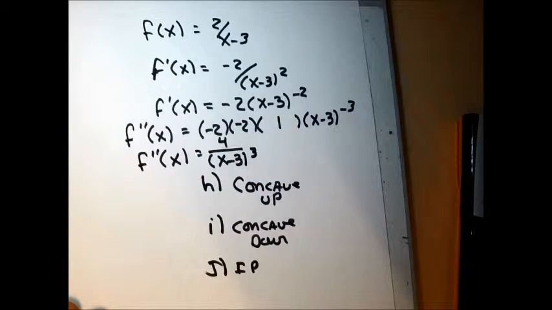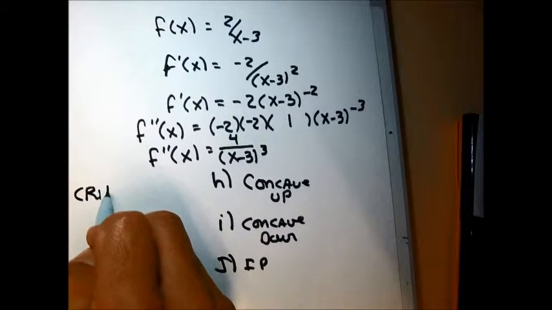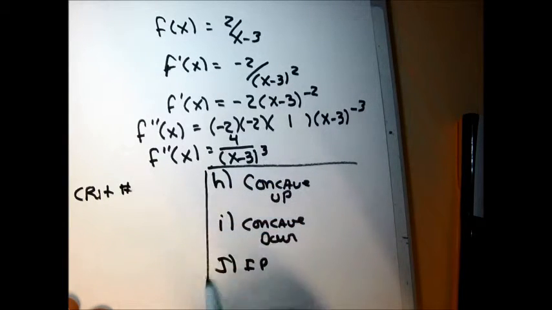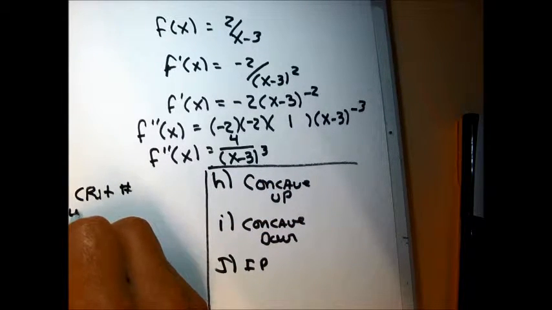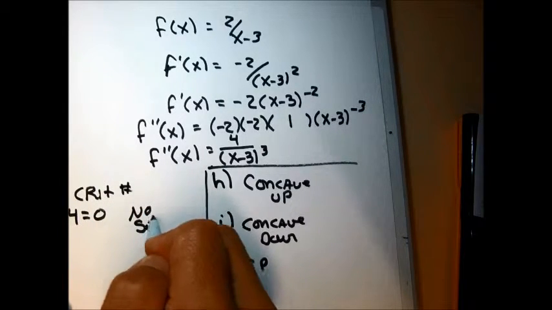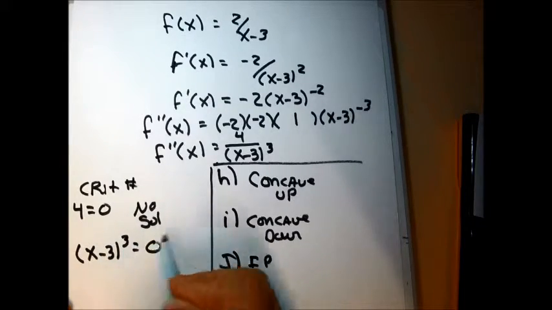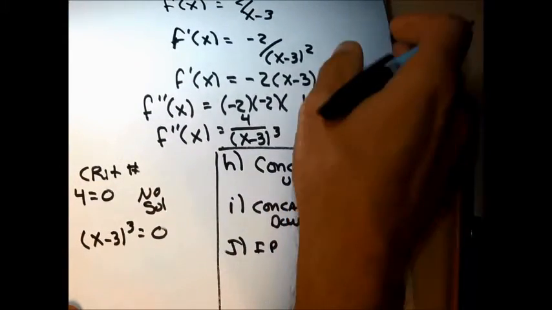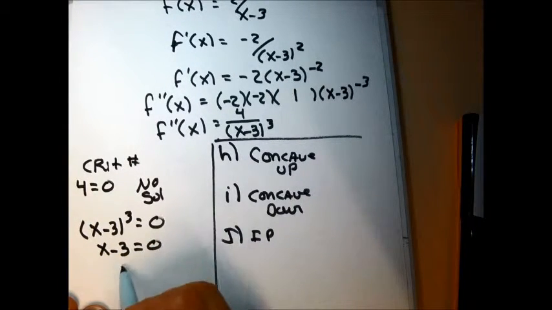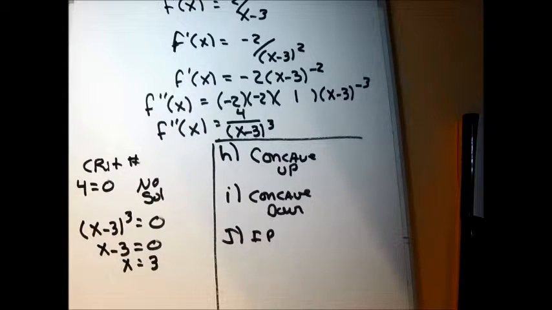Now I'm going to find my critical numbers, and for any fraction, you find your critical numbers by taking the numerator and the denominator, setting them equal to 0. So I'm going to go 4 equal to 0, which there's no solution because there's no x, and x minus 3 cubed equal to 0. When you have an exponent equal to 0, it's just enough to drop the exponent and set the inside of the parentheses equal to 0. I'm getting that same x equal to 3.